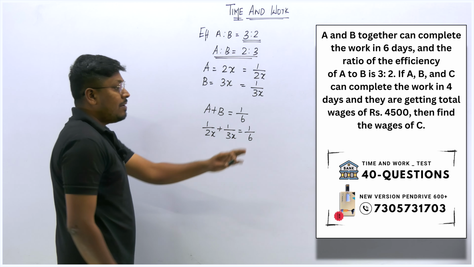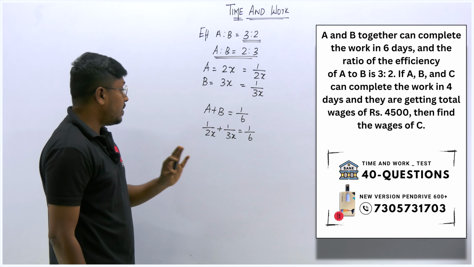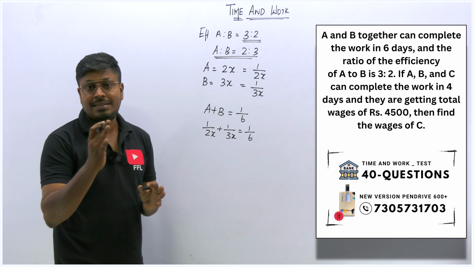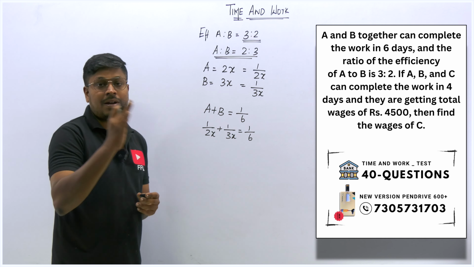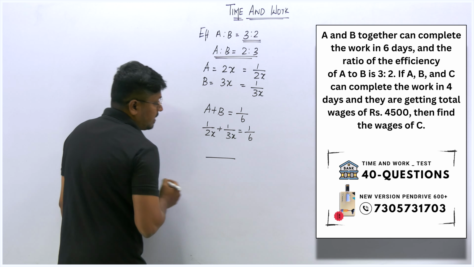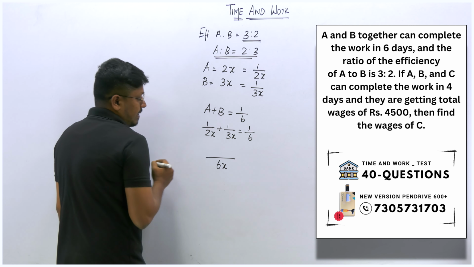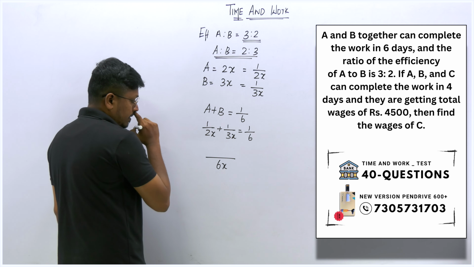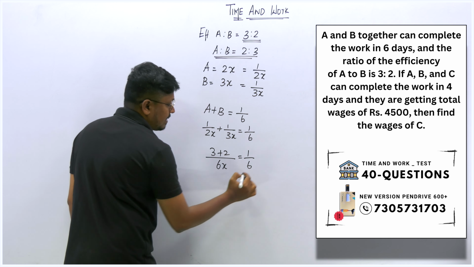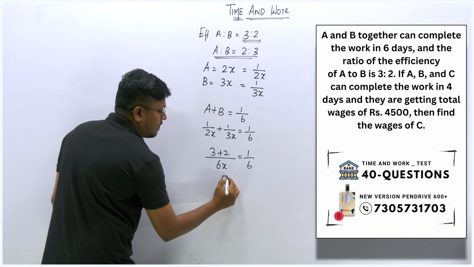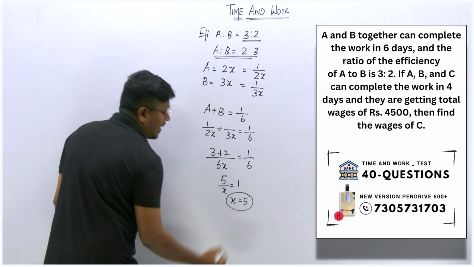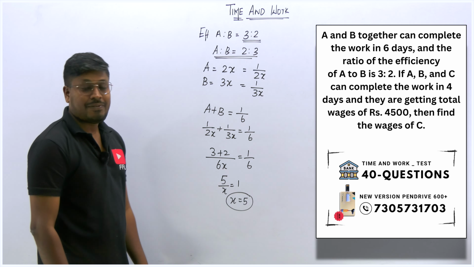So now we need to find the value of x, and then we have to substitute here in order to find how many days A alone takes to complete a piece of work, and B alone, right? So what we can do here is take the LCM as 6x. So the resultant will be 3 plus 2 is equals to 1 by 6. So 3 plus 2 will be 5. So 5 by x is equals to 1. So x is equals to 5. So finally, we got the value of x is equal to 5.